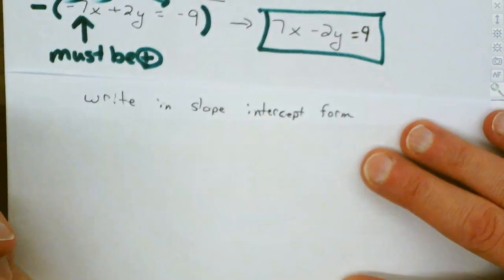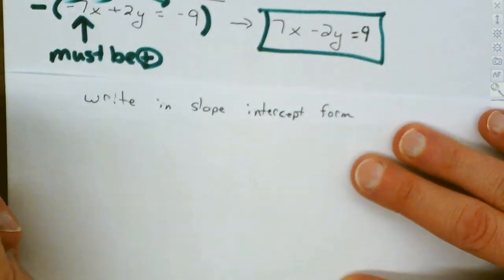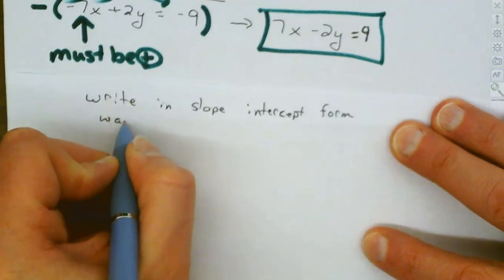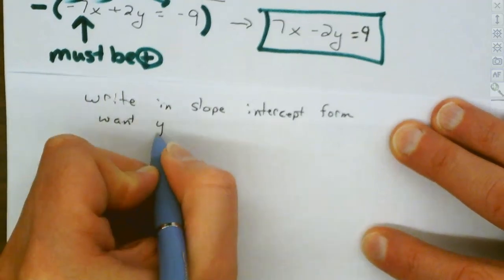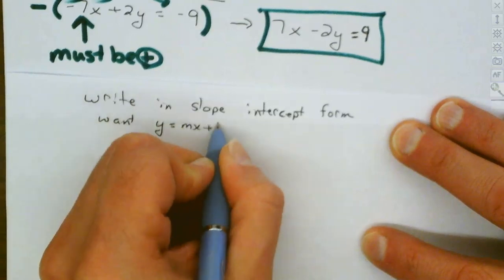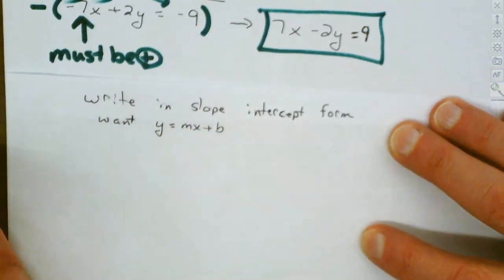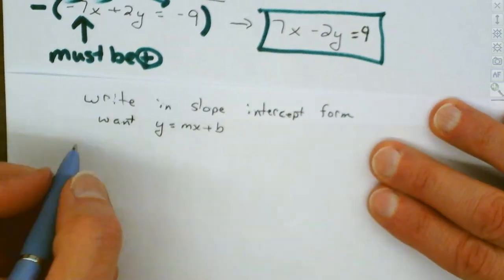So for slope-intercept form, we want it to look like y equals mx plus b. So we want it to look like this. Okay, so we can have fractions. That's not a problem at all. So we're going to write this one in slope-intercept form.